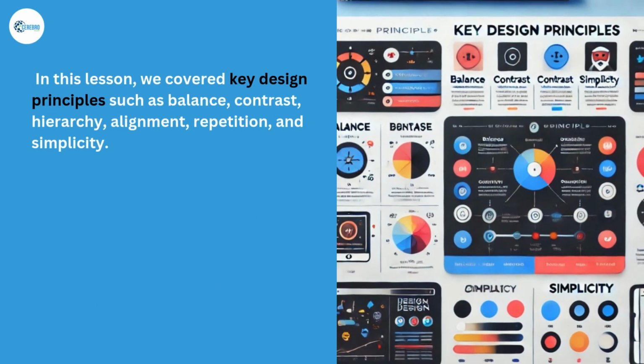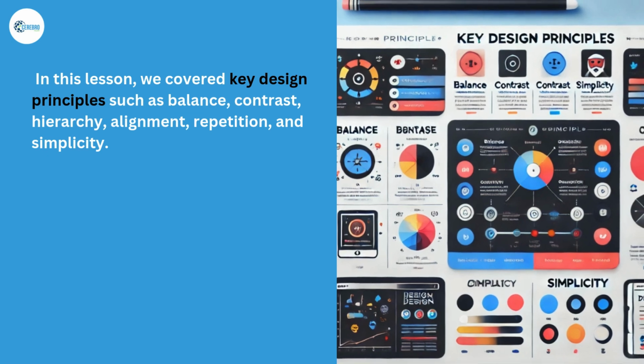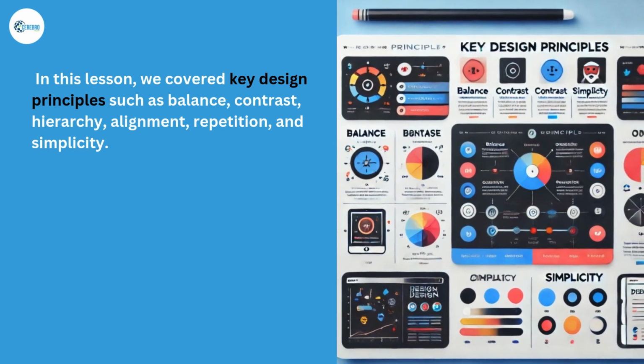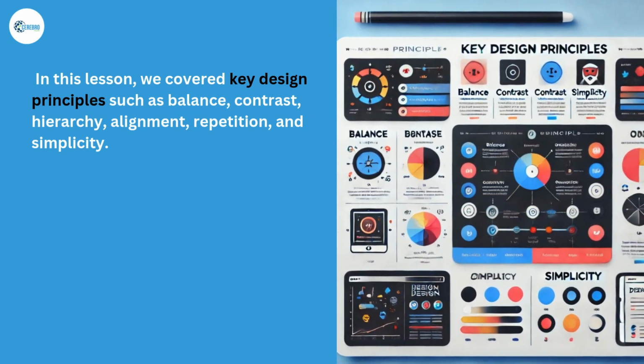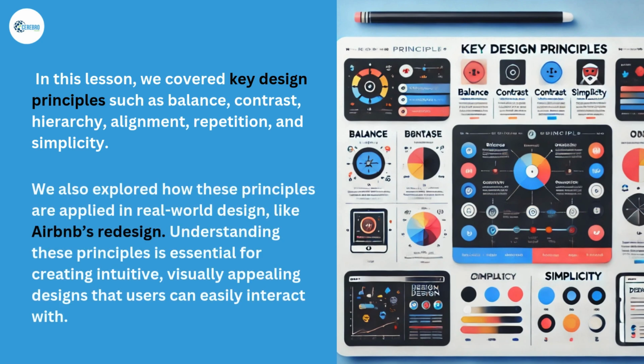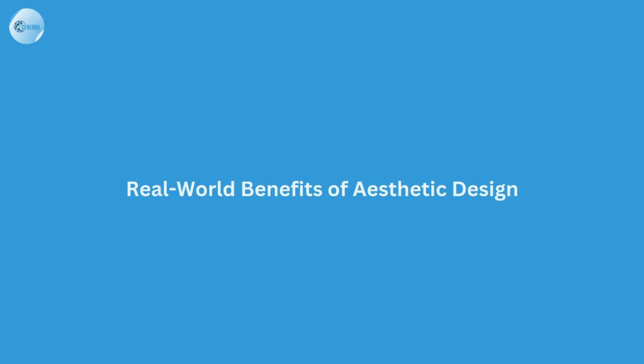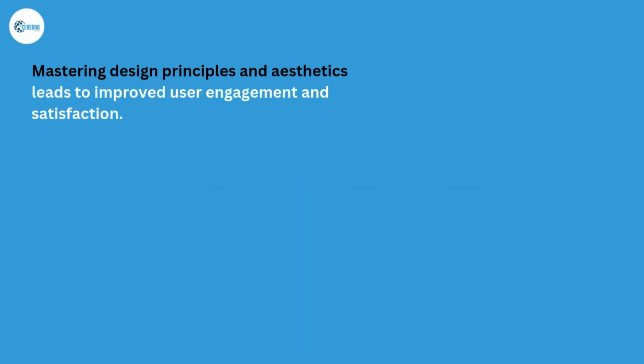Today, we covered key design principles such as balance, contrast, hierarchy, alignment, repetition, and simplicity. We also explored how these principles are applied in real-world design, like Airbnb's redesign. Understanding these principles is essential for creating intuitive, visually appealing designs that users can easily interact with. Mastering design principles and aesthetics leads to improved user engagement and satisfaction.